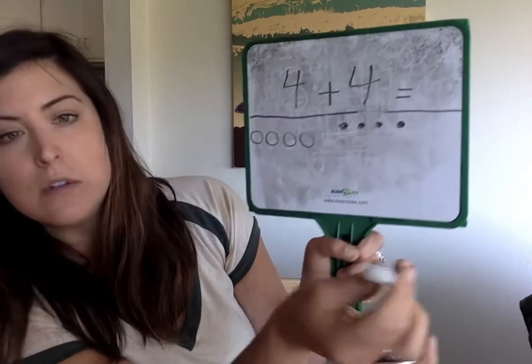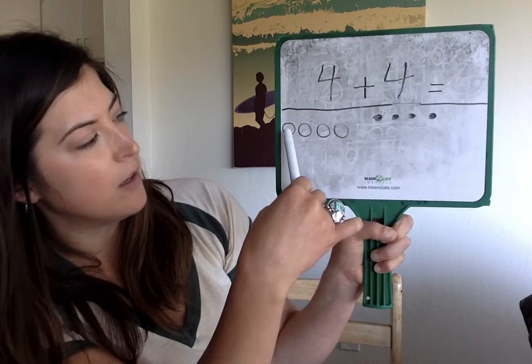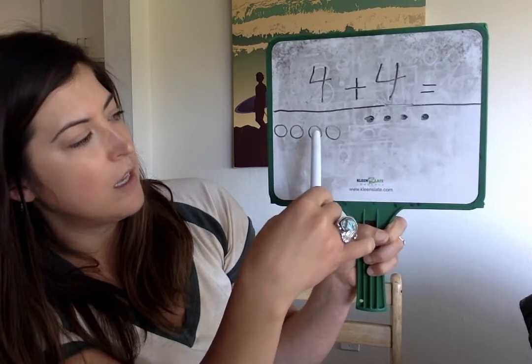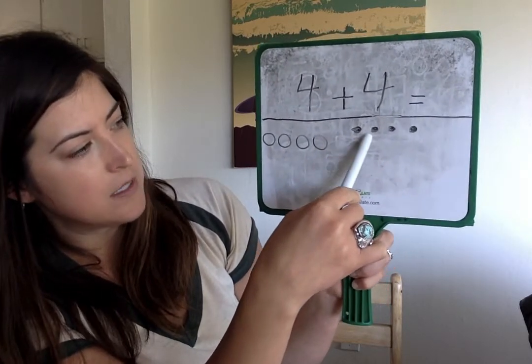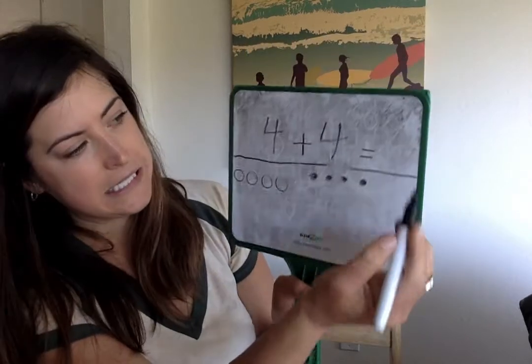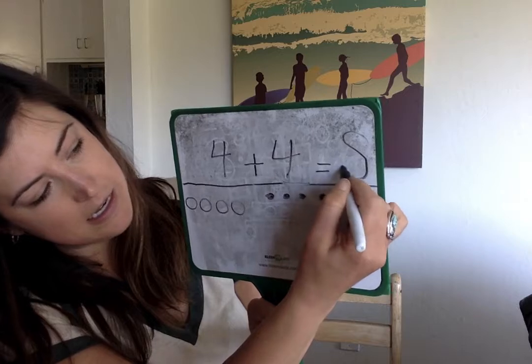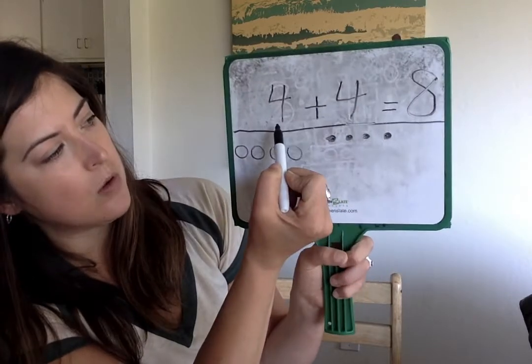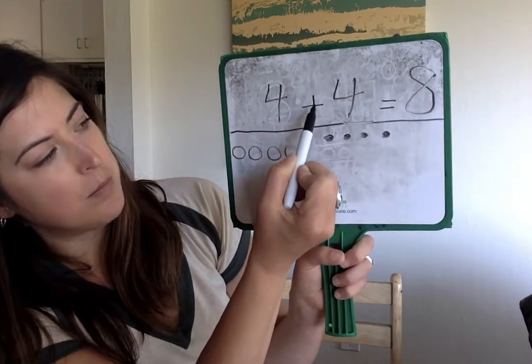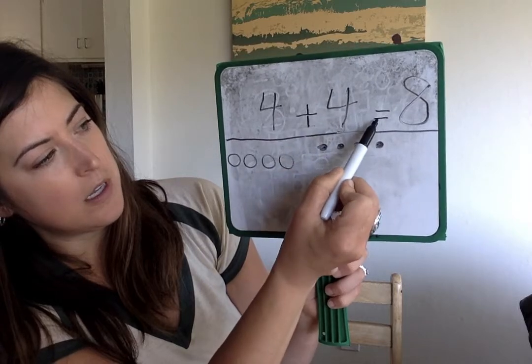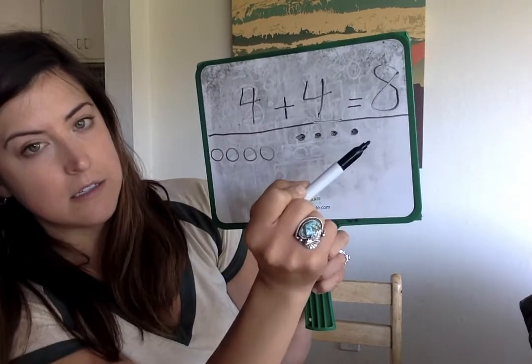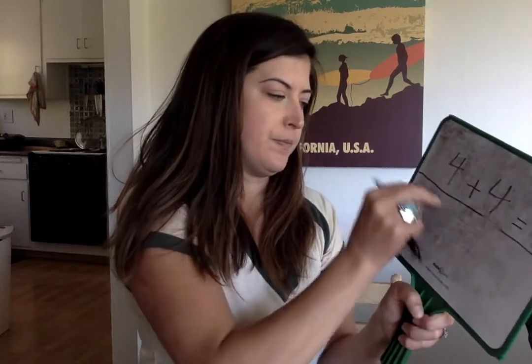What is that equal to? Let's count together. 1, 2, 3, 4, 5, 6, 7, 8. Remember, to make an 8, you do an S and connect. Let's read the whole equation. 4 plus 4 equals 8. Great. We have 2 more to practice.